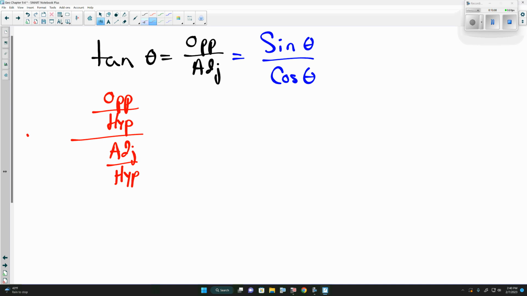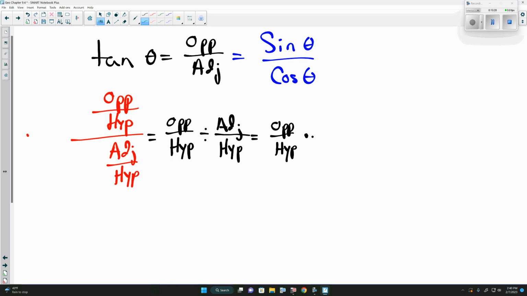Whenever we have two fractions, really we're just saying that opposite over the hypotenuse is being divided by the adjacent side length over the hypotenuse. We don't divide two fractions. We keep the first one the same, change it from division to multiplication, and flip. When we multiply, the hypotenuse and hypotenuse would cancel out, leaving us with opposite over adjacent, which is our tangent.